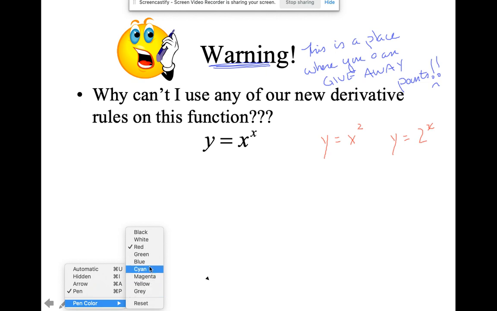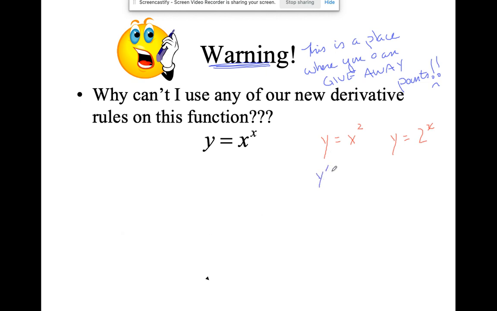When I take derivatives of the first one, notice I have a variable raised to a constant, and I use the power down rule. Over here, I have a constant raised to a variable. That is my exponential rule. Right? This is neither one of those cases. This is not a variable to a constant, and it is not a constant to a variable.